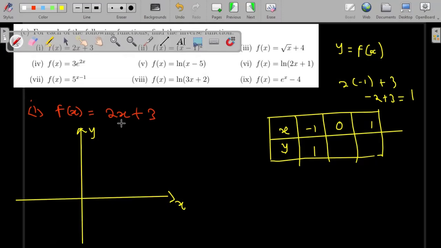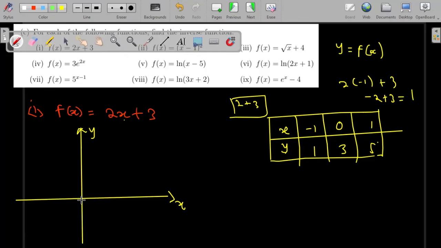Okay, what if I put 0 there? Then it will just be 2 multiplied by 0, which is 0, plus 3. Okay, so this will be 3. And then what if I put 1 there? Okay, then it will be 2 plus 3. So this will be 5. Okay, so we can plot these points here and then plot the straight line.